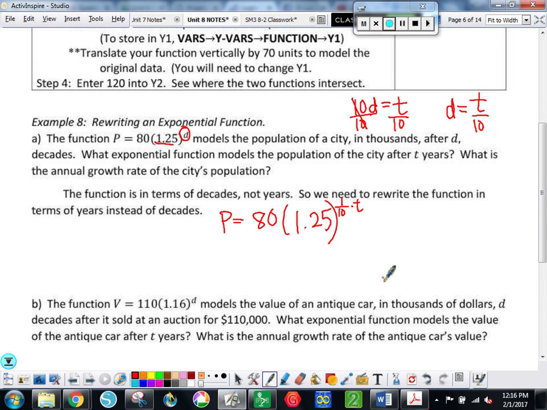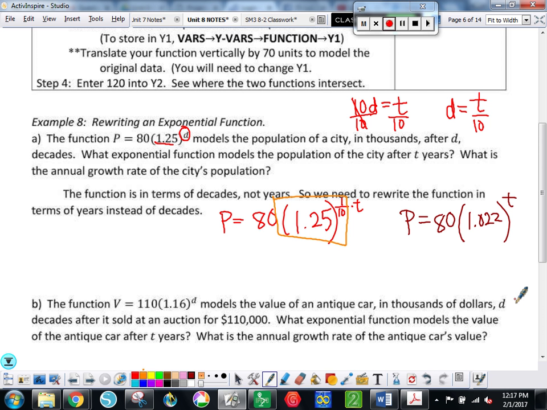Now, if I want to find the annual growth rate as opposed to the decade growth rate, I would just have to figure out what that number is. So will you take 1.25 and raise it to the 1/10th power? The first question says, what exponential function models the population of the city after T years? This is it. P equals 80 times, what's the new growth rate? 1.022 to the T.